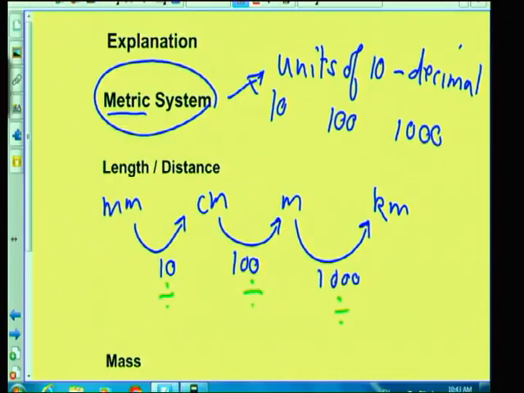But if I'm going in the opposite direction, from kilometers to meters, I multiply. From meters to centimeters, I multiply. From centimeters to millimeters, I multiply. So from a very big unit, you can think about it, a meter is about the length of your arm, a centimeter is about the length of your fingertip, the top of your thumb, and a millimeter is even smaller.